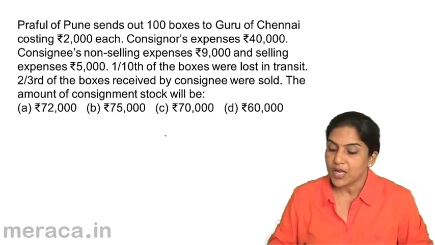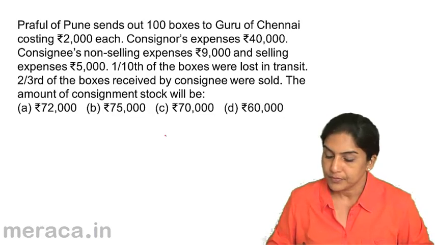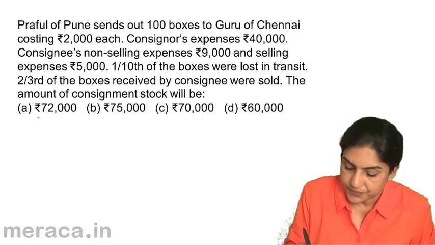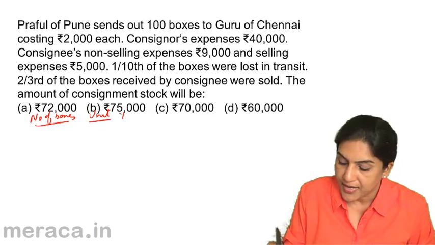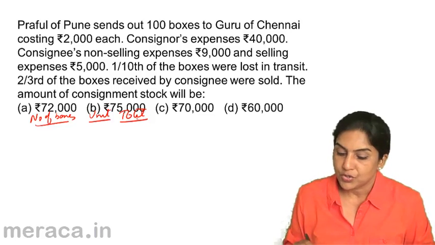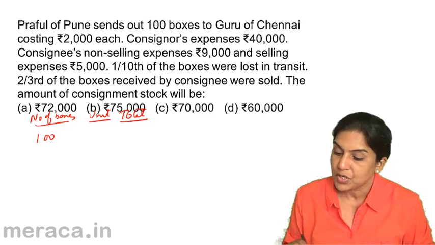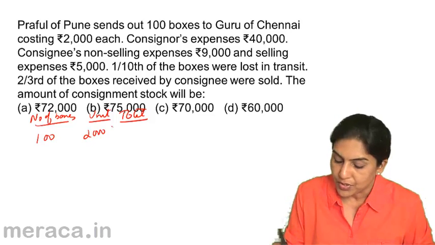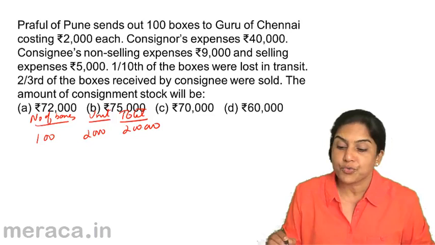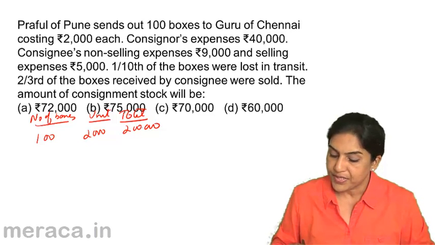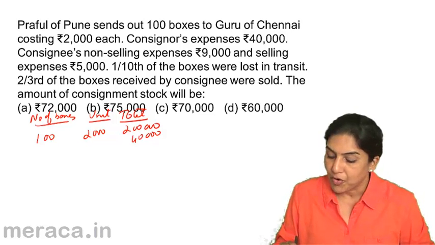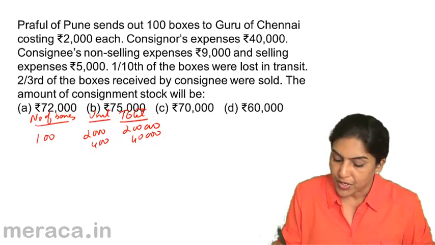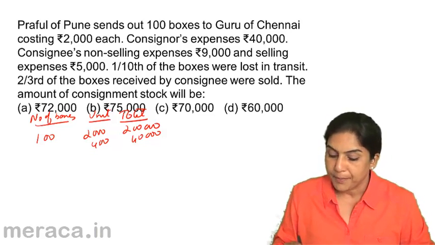So now we are valuing consignment stock. 100 boxes. So this is number of boxes. This is per unit cost, and let us say we have total cost. So we are talking of 100 boxes per unit cost of 2,000. Therefore, we have a total value of 2 lakh. Consignor's expenses are 40,000. If you are talking of an expense of 40,000 for 100 boxes, you are actually talking of a cost of 400 per box.